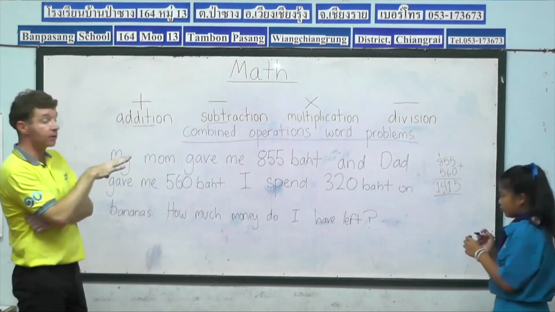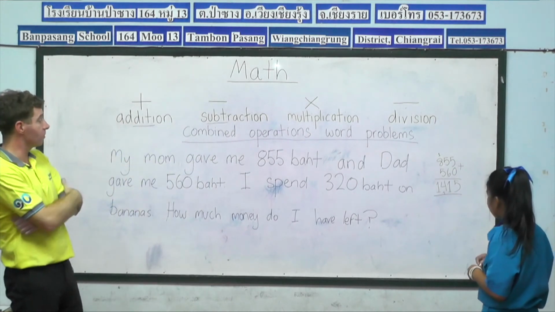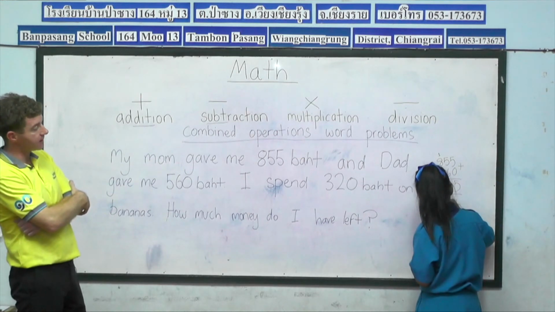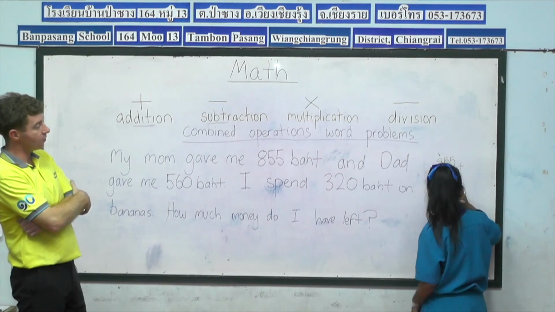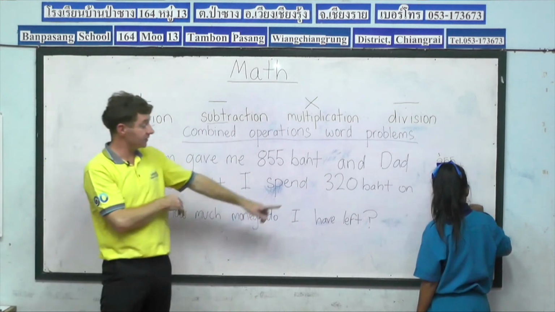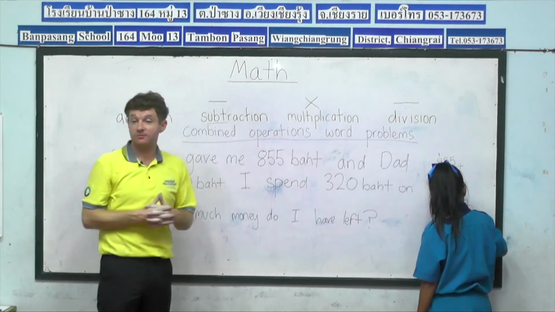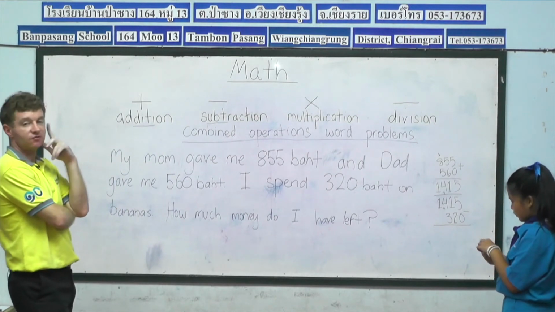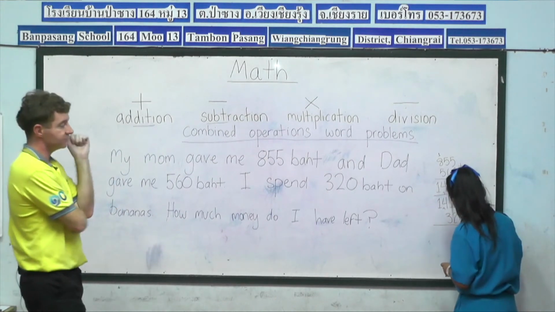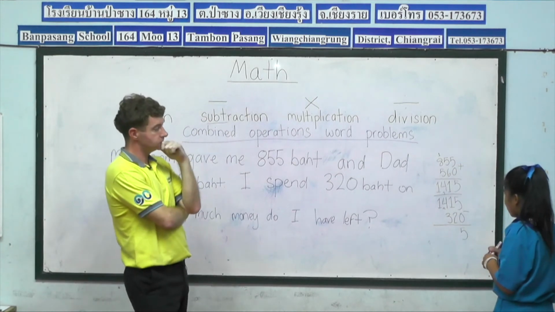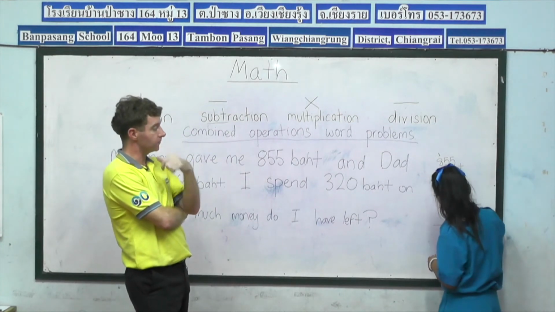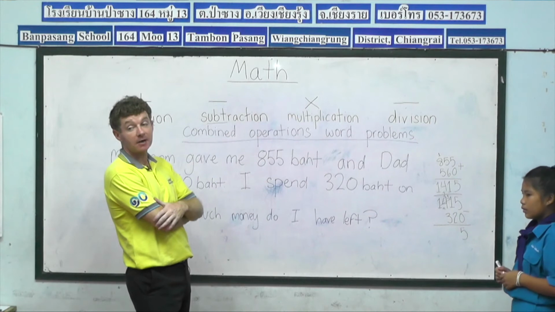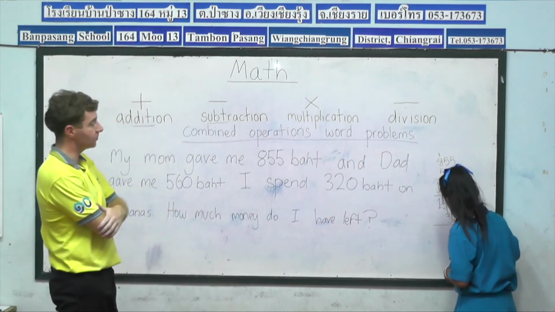Okay, but now we're not finished. That's just part 1 of the word problem. What do we need to do next? Subtract. And what number do we subtract, Lakal? 1,415 minus the money we spent on bananas, 320. Okay, so now 5 minus 0 equals 5. 1 minus 2, can't do, we need to borrow. So 4 becomes 3 and 1 becomes 11. 11 minus 2 equals 9. Now we can do it.